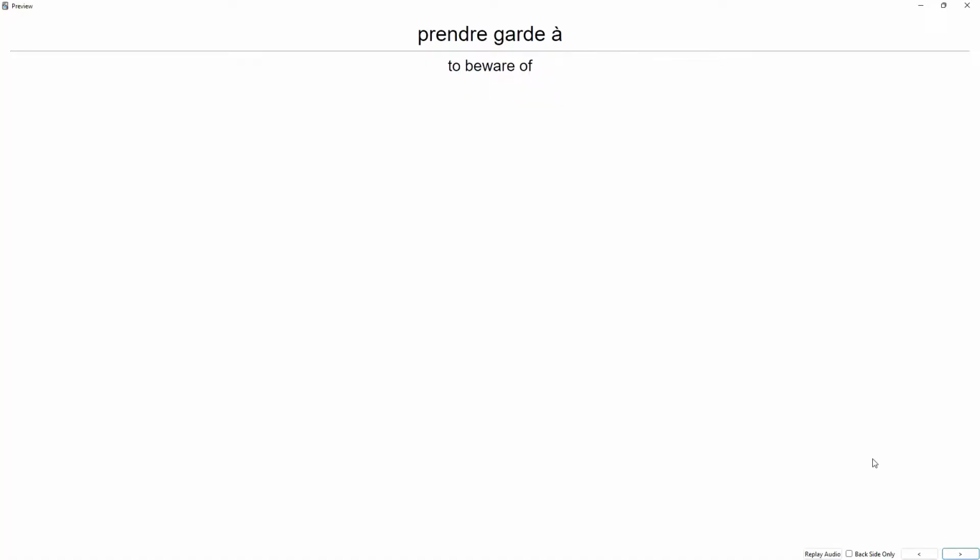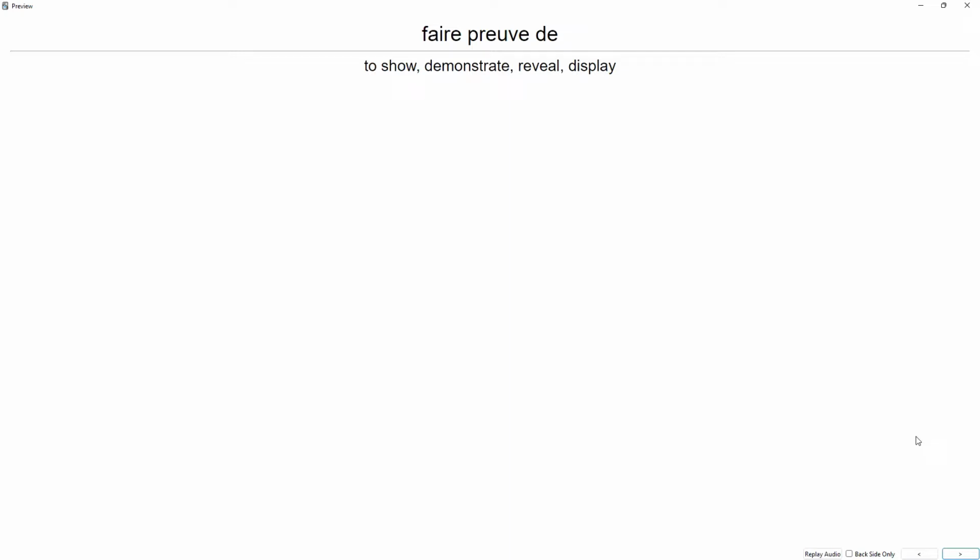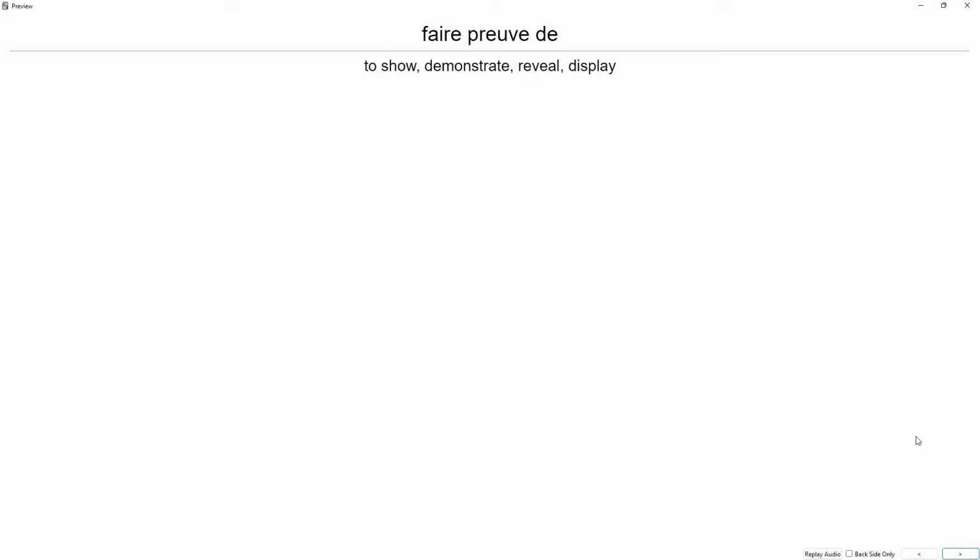French doesn't have quite as many choices for ways to connect words, but in this Anki word, I remember I need prendre garde à, but then I need to faire preuve de. So it's included in my Anki word. I could just do faire preuve, but I really need to remember faire preuve de.